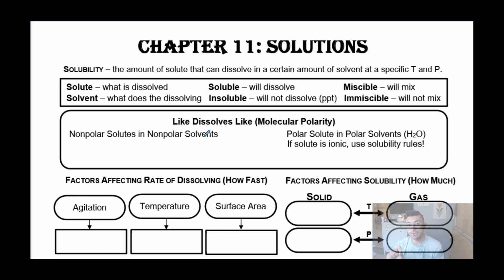The term soluble means it will dissolve. Insoluble means it will not. Miscible means the two things will mix. Immiscible means they will not.